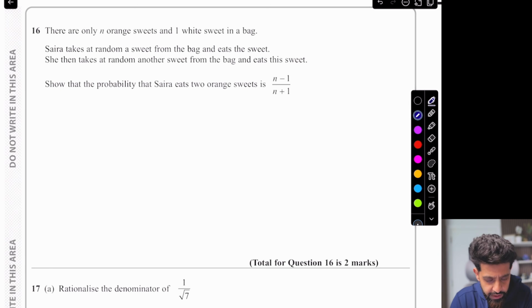All right, question 16. There are only n orange sweets and 1 white sweet in a bag.